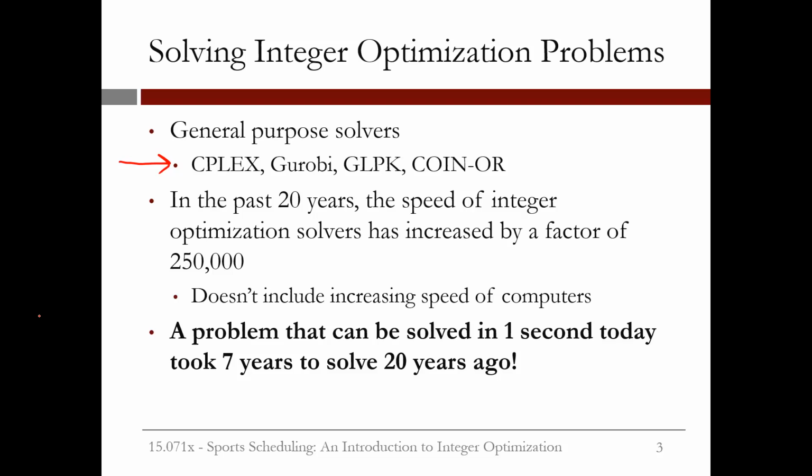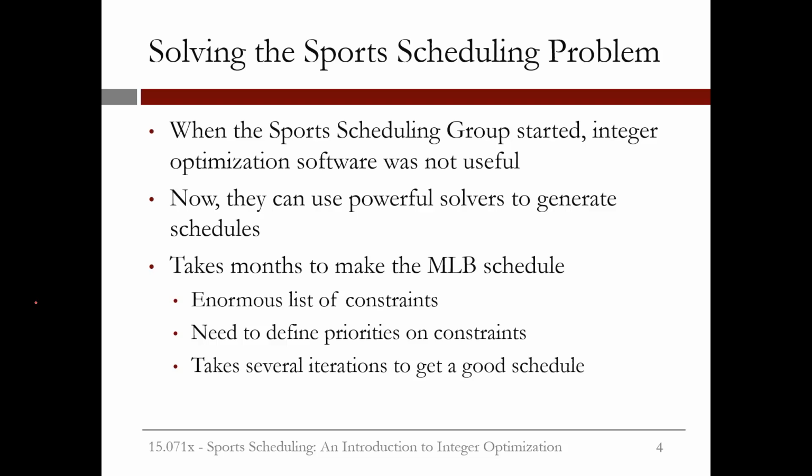In the past 20 years, the speed of integer optimization solvers has increased by a factor of 250,000, which doesn't even include the increasing speed of computers. This means that a problem that could be solved in 1 second today took 7 years to solve 20 years ago on the same computer. Because of this increase in speed, we're able to solve much larger and more complicated optimization problems today than just a few years ago. So how about the sports scheduling problem?